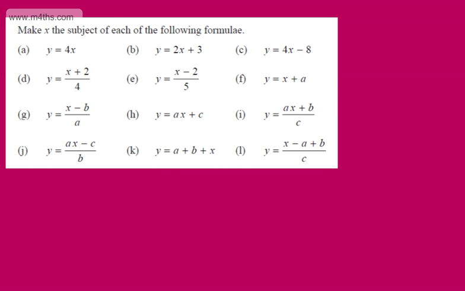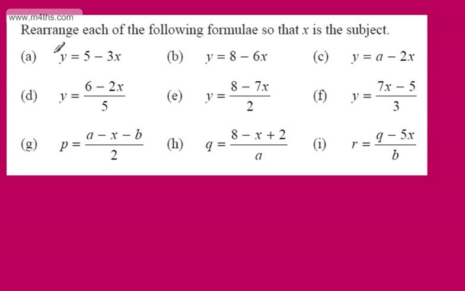Okay, let's move on and look at some more. So those ones are fairly straightforward. We're asked to rearrange each of the following formulae so that x is the subject. Okay, let's take this one. So x here now is minus 7x. My first move is to multiply both sides by 2. 2y is equal to 8 minus 7x.